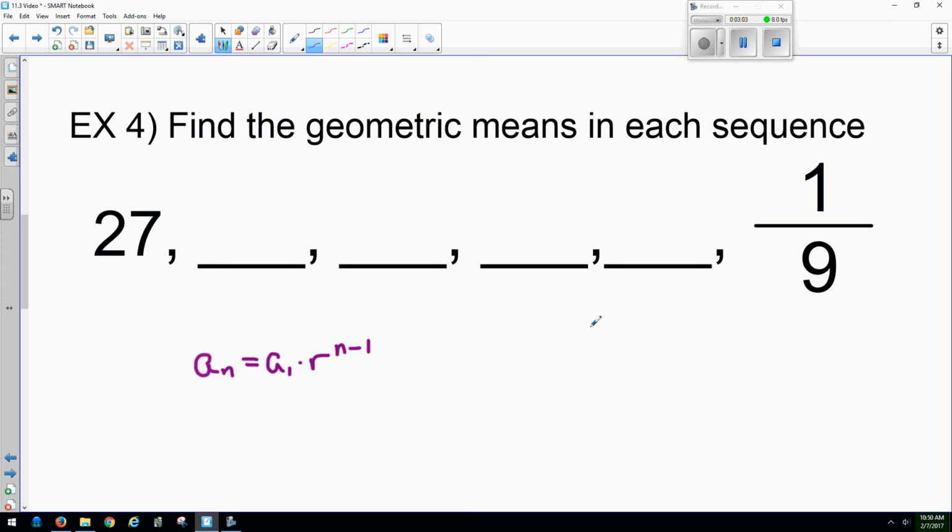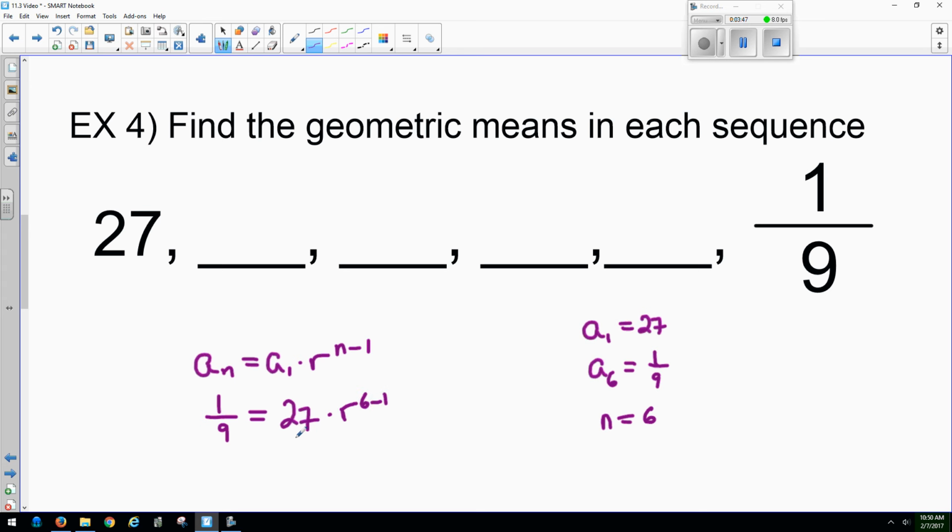Okay, so we can just list out a few things here. So I know a sub 1, that's the first term, that's 27. I know the last term, or in this case, it's 1, 2, 3, 4, 5, our 6th term is 1/9. And there's 6 numbers altogether, so that's our n value. And so we're just going to go ahead and substitute in these values. We know that our last number is 1/9. Our first value is 27. And we need to find that r value, and this is to the 6 minus 1 power.